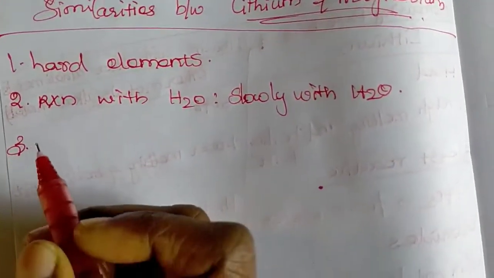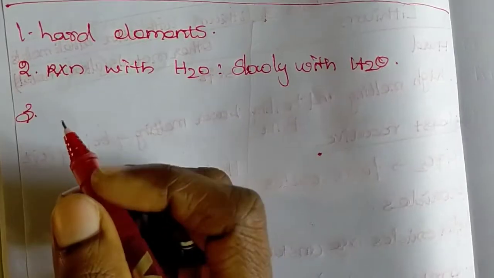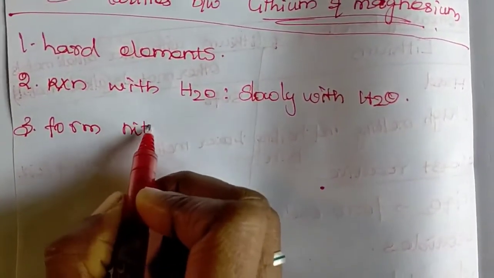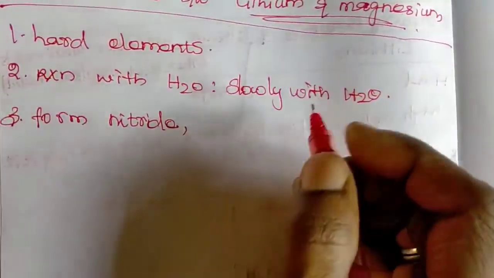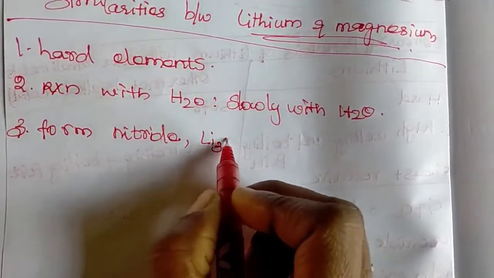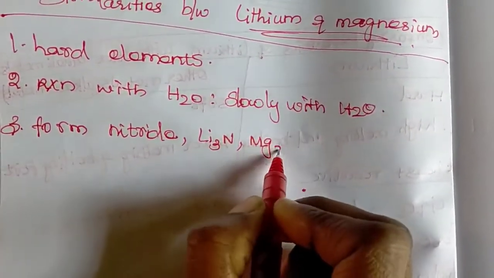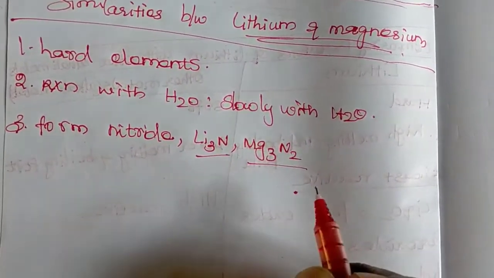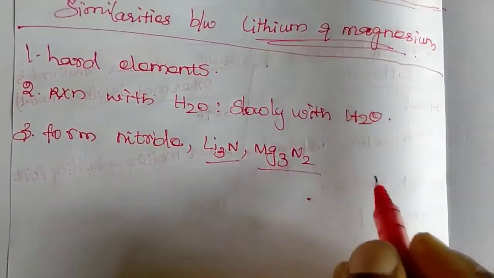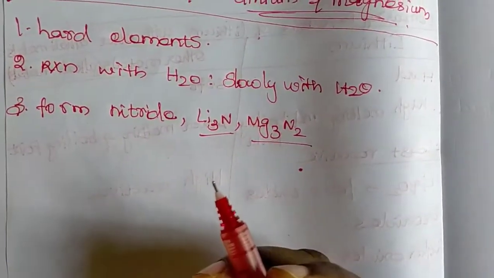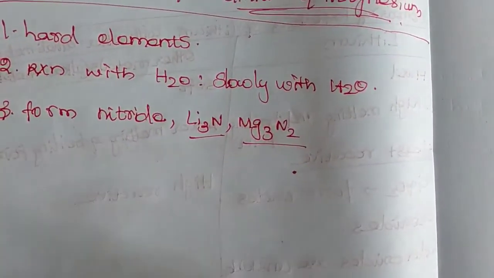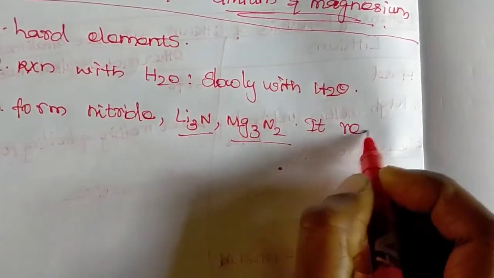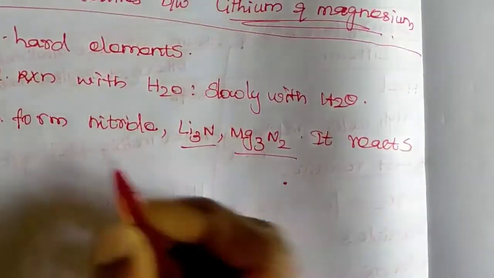Third similarity: both can form nitrides. What are the nitrides? Lithium nitride and magnesium nitride. The reaction between nitrogen and lithium, and nitrogen and magnesium, is a direct reaction. They react directly.